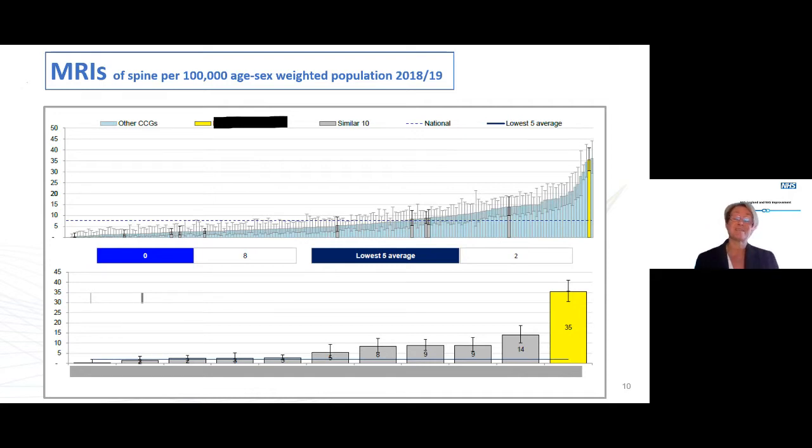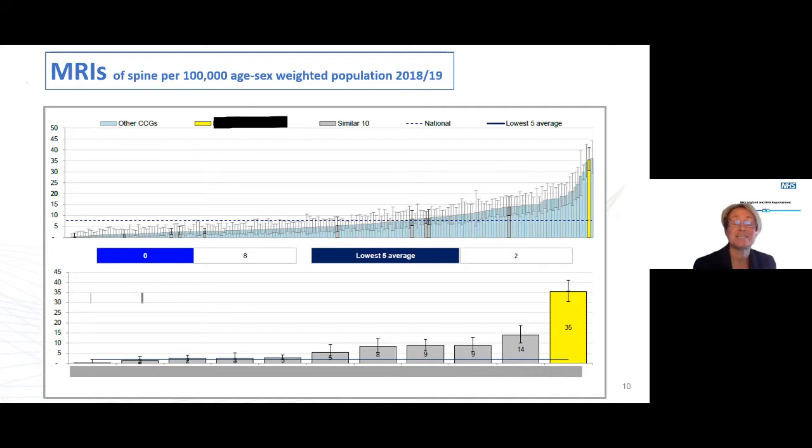And we can see here that there was a CCG in 1819 that had significantly higher use than its peer group and than the rest of the country in terms of its use of MRIs. And that would be an opportunity for a productivity conversation, in my opinion.